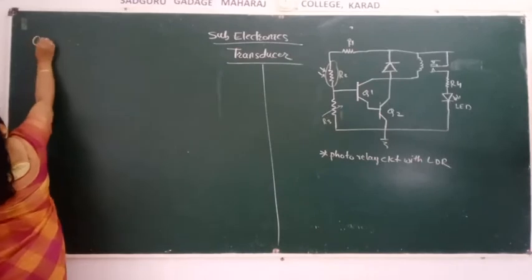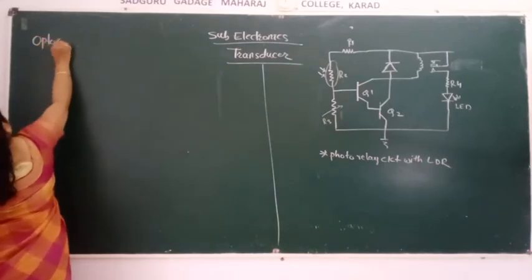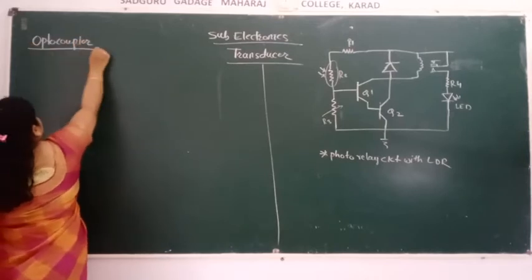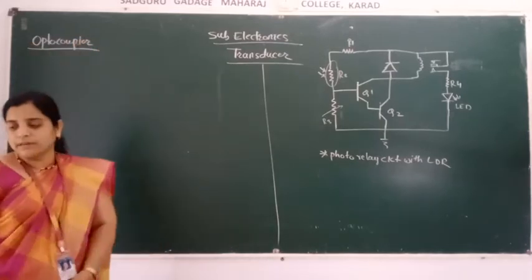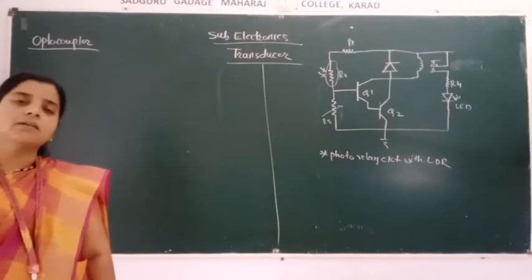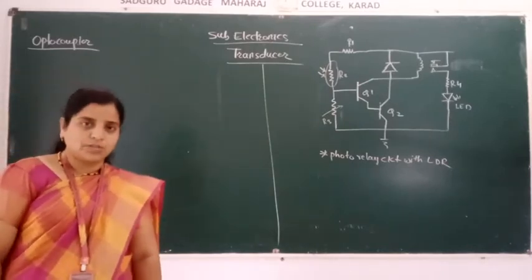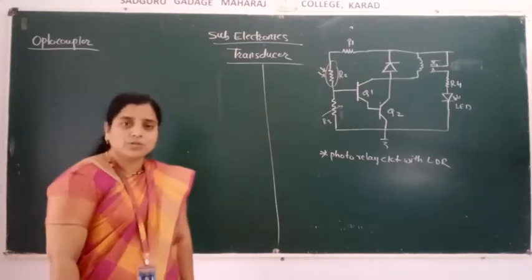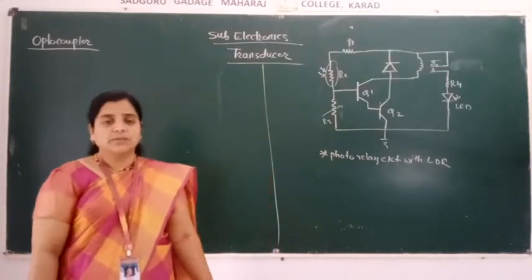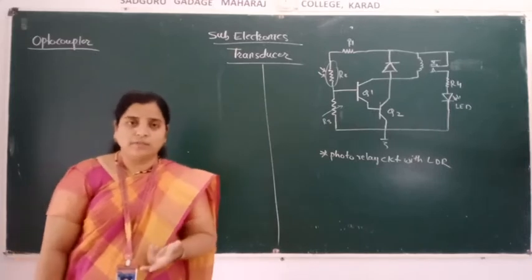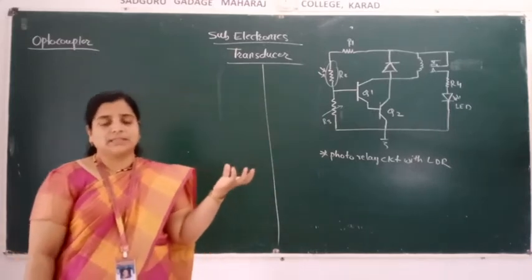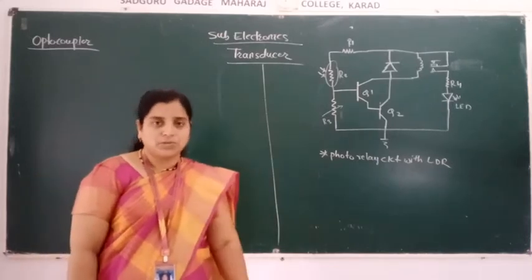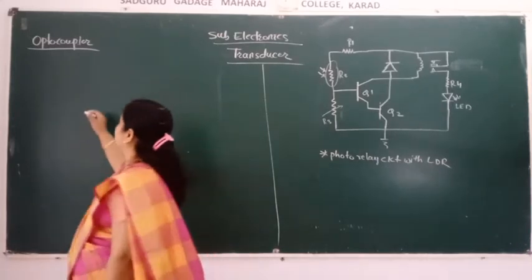That is the optocoupler, which we are going to take today. Yes, only one transducer remains, the optocoupler transducer. So, optocoupler means what? First of all, transducer means what? It converts one form of energy into another form, or converts an electrical signal into a non-electrical signal. That is called a transducer.